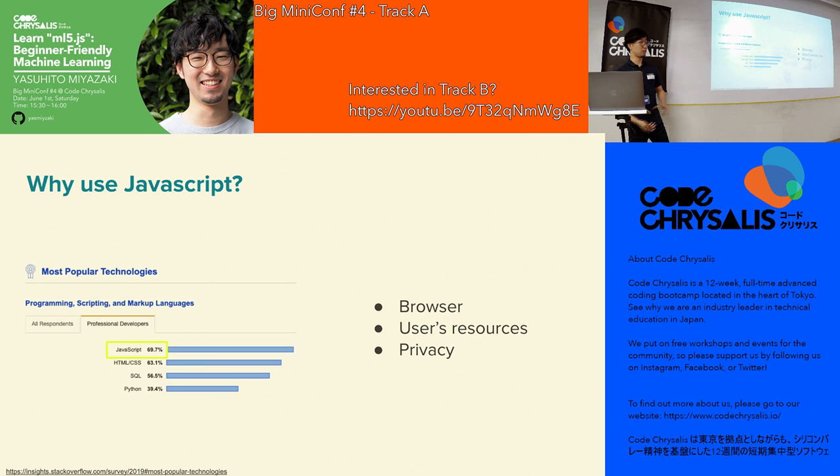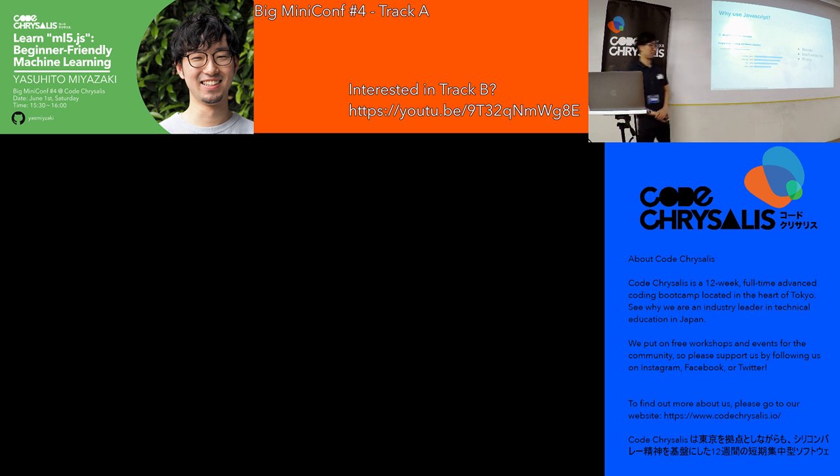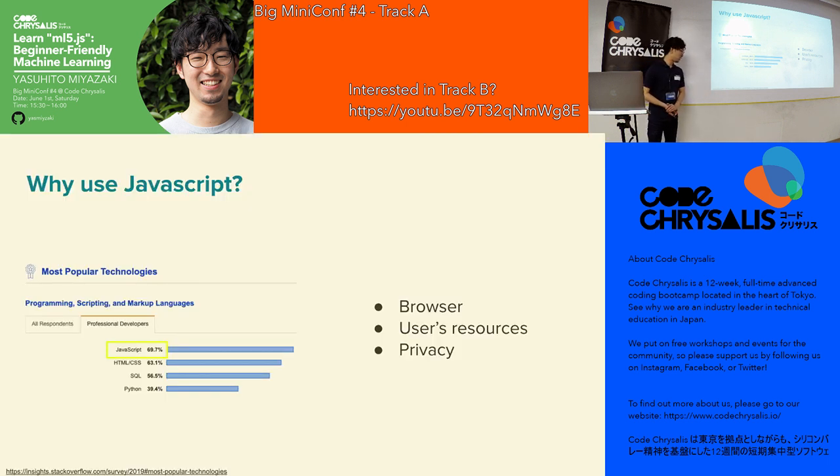It's JavaScript. So why use JavaScript? The first reason can be that it's the most popular language based on Stack Overflow 2019. Also, JavaScript works in the browser. It doesn't use the server's resources, it uses the user's resources. And also for privacy, it doesn't store the information. That can be one of the reasons.